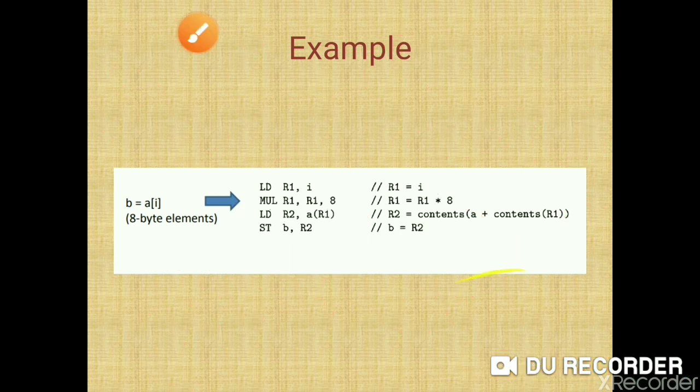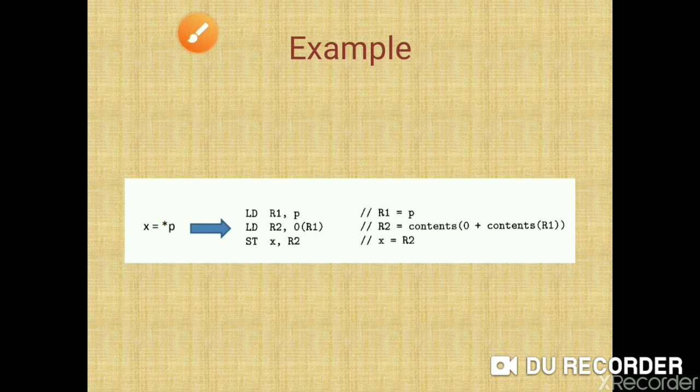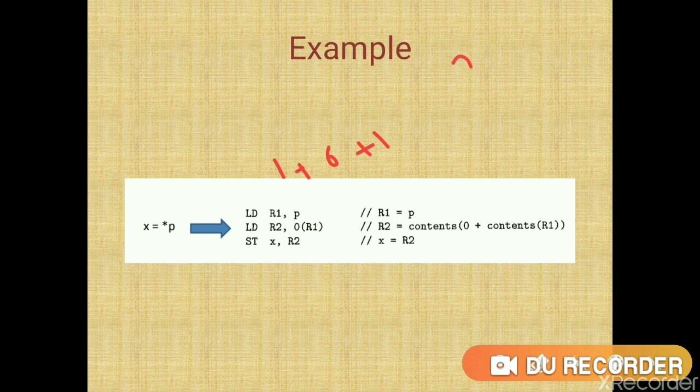Now we will see one more example. You can see x equal to star p. This is a kind of addressing mode, right? What kind of addressing mode is it? It is indirect addressing mode. So here you can see the assembly language statements will be like this: load R1 comma p, load R2 comma 0 of R1, store x comma R2. Now see the cost corresponding to this. So the first statement will be 1 plus 0 plus 1. So it is 2. What about the second statement?